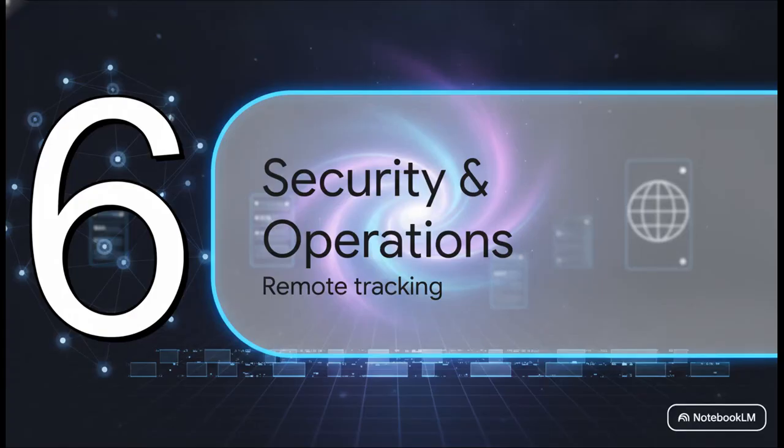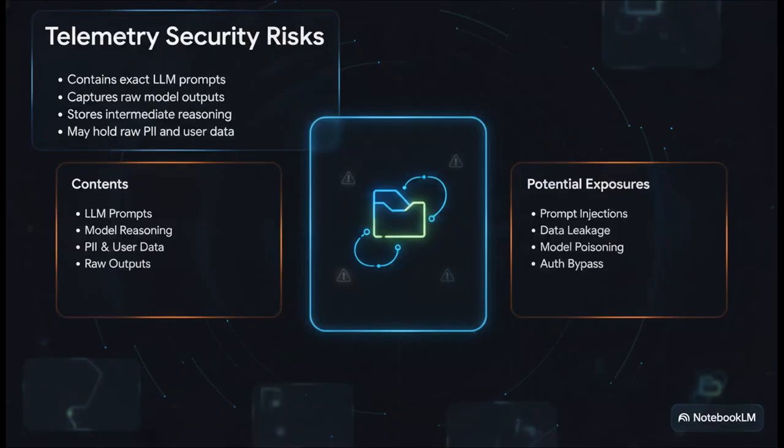Finally, Section 6, Operational Tracking and Security. When you finally move away from the local file system to something like S3-backed tracking, or if you're pushing metrics to OpenTelemetry, you're now sending highly sensitive data across a network. Think about it. This telemetry data contains exact LLM prompts, raw model outputs, intermediate reasoning steps, and potentially raw user data and PII. This demands incredibly strict security planning and robust retention policies.